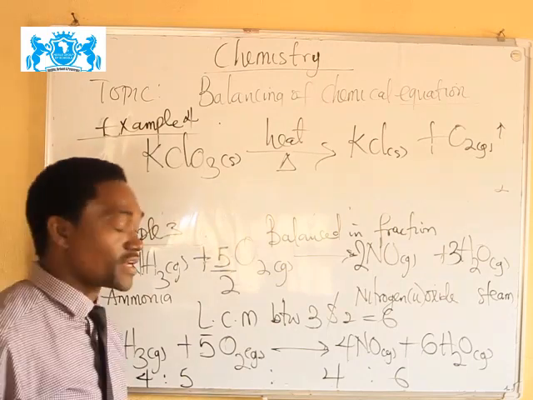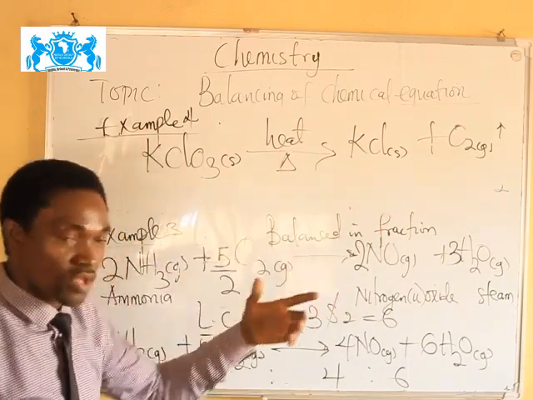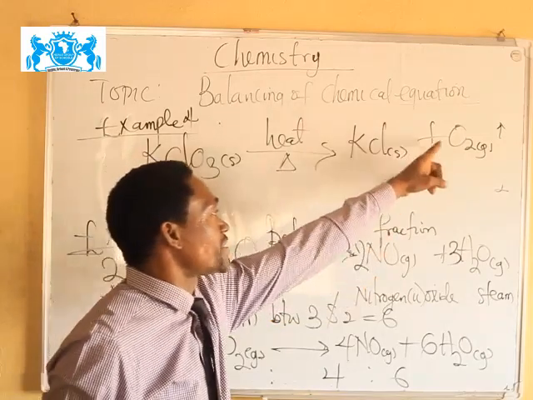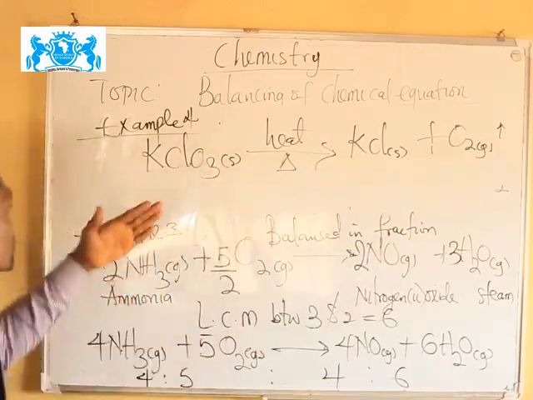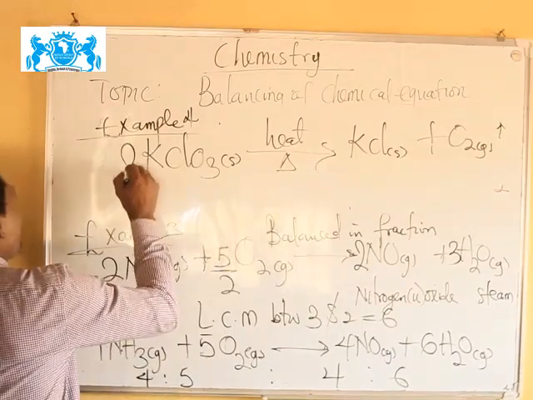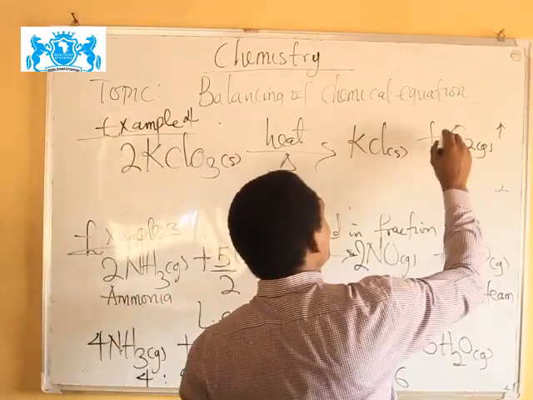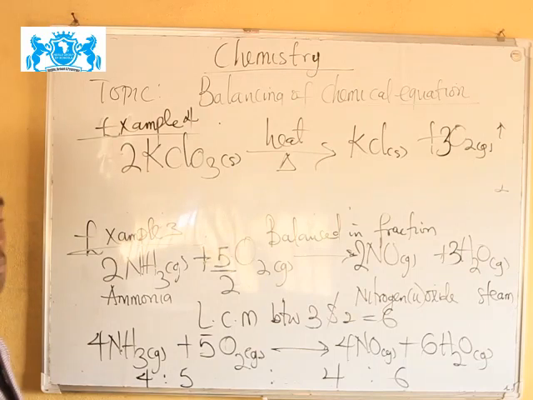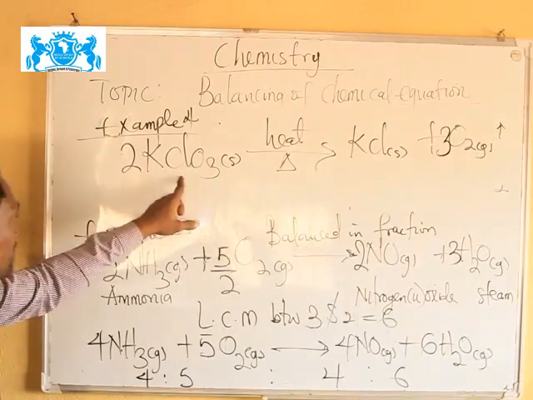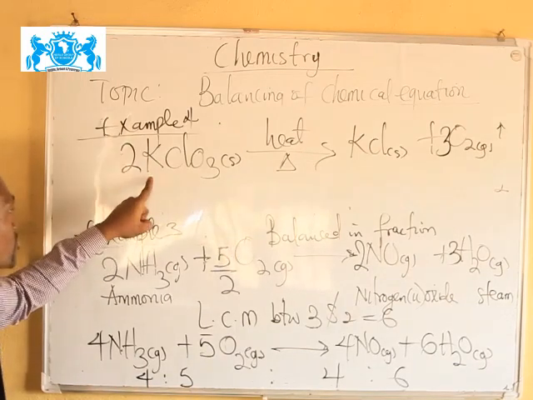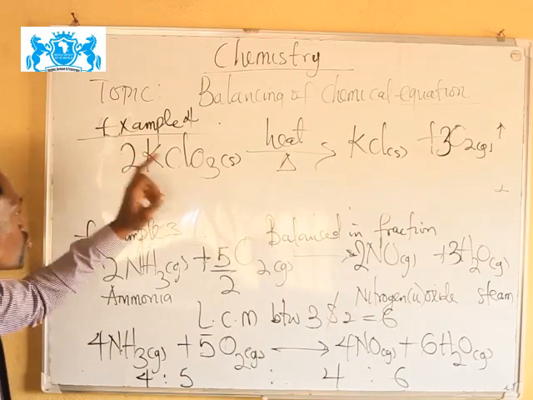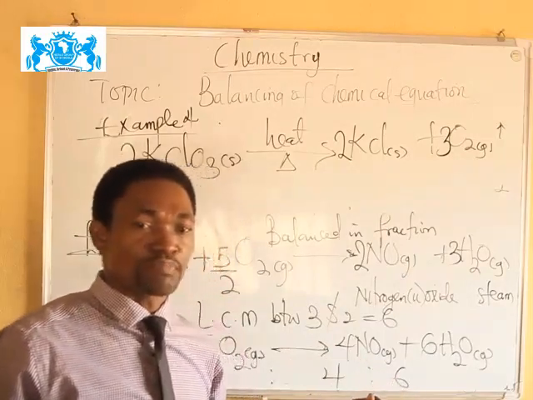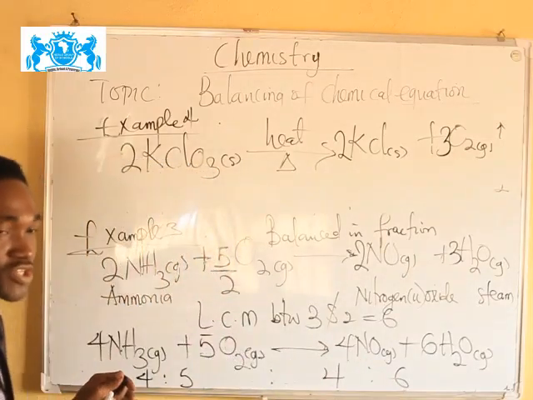So quickly, just like we did before, we look for the LCM between 3 and 2, which gives us 6. So what do you use to multiply this 3 to make it 6, and what do you use to multiply this 2 to make it 6? Same thing, you use 2 to multiply this side, so multiply here by 2, and we use 3 to multiply this side. So having done that, now we have balanced the oxygen, but created another problem because we have inevitably increased the potassium chloride, that's the potassium and chlorine atoms, as we increase by 2. So we come to this side and multiply here also by 2. With this, the equation is simply very balanced, following the law of conservation of matter.